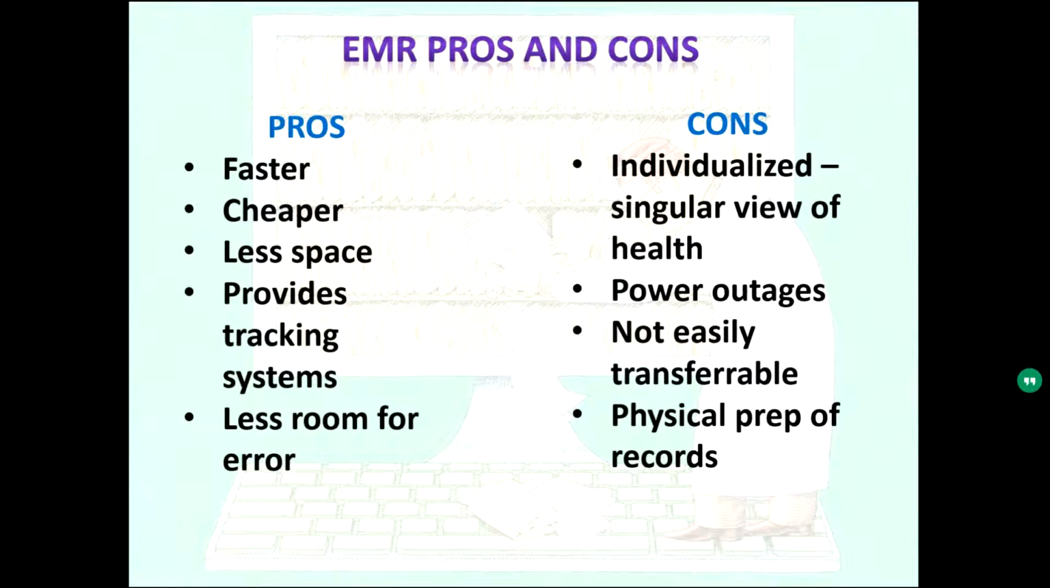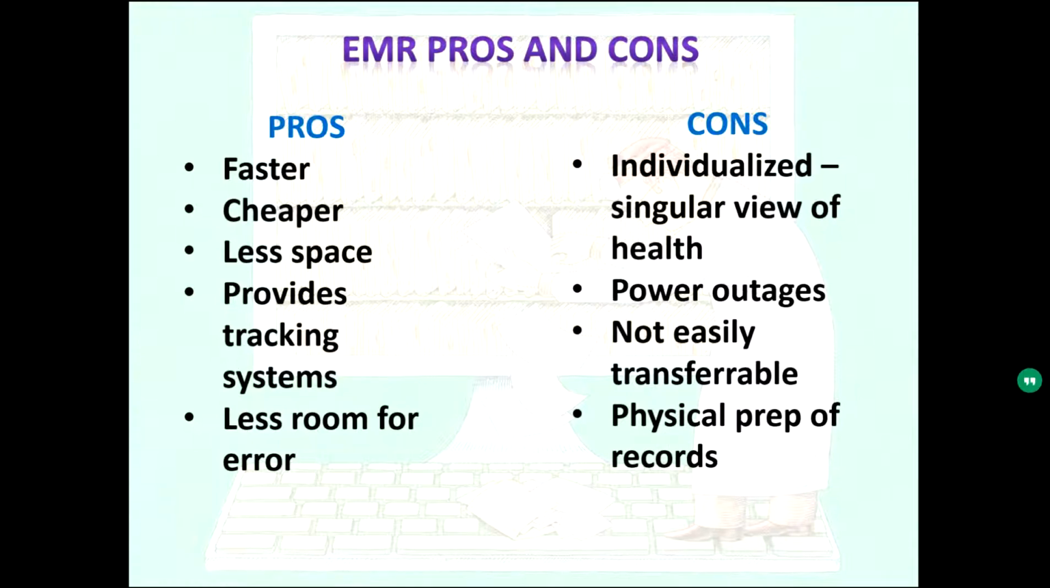There's a lot more manpower involved in physical charts. So an EMR is actually cheaper in the long run. The biggest difference between the EHR and the EMR is that the records are not easily transferable. So the physical preparation of records is the biggest con with an EMR.